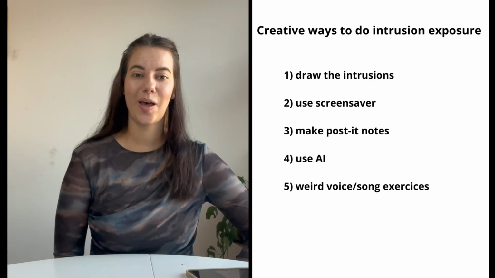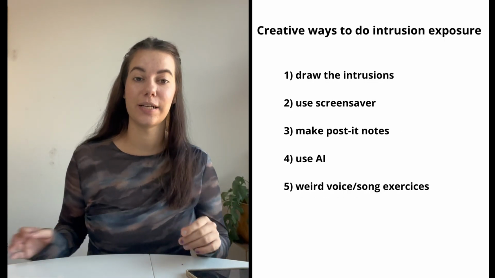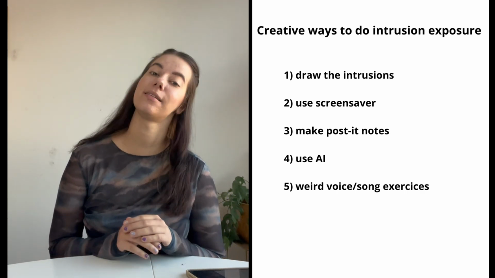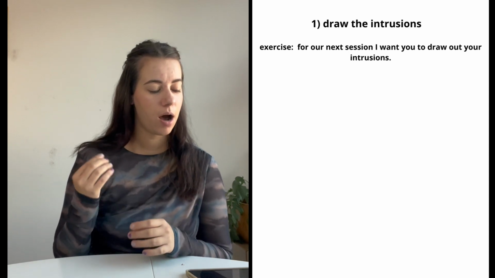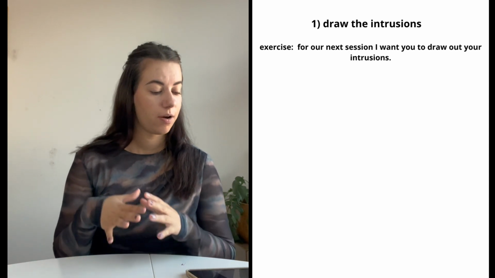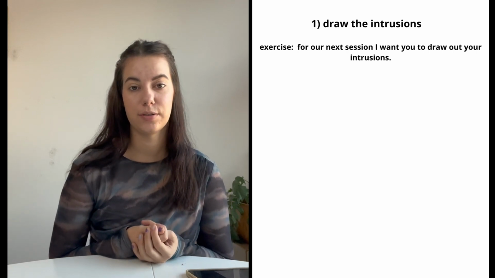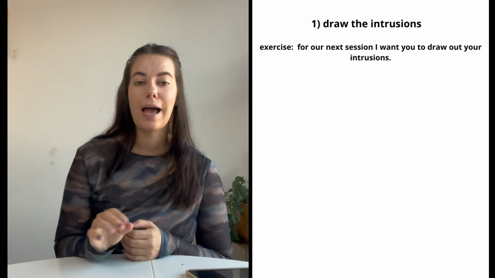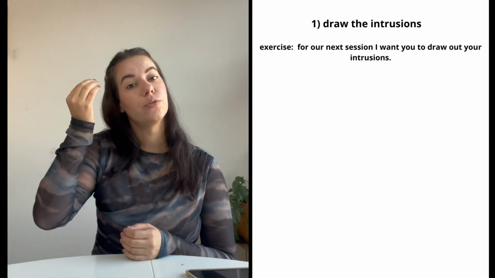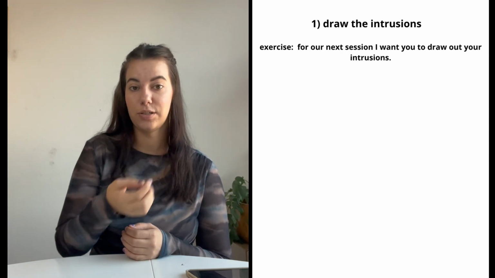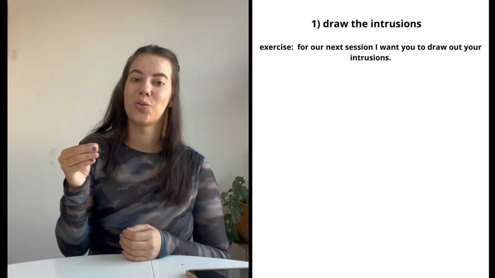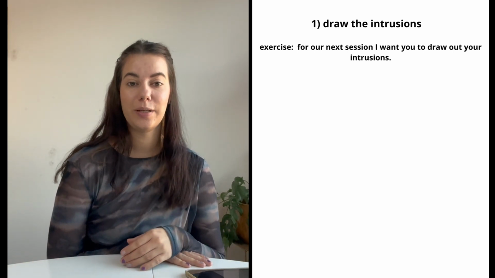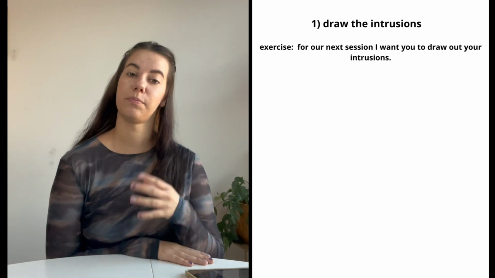So, okay, here you see a list of the creative ways of intrusion exposure that we're going to discuss. The first one, I really like this assignment, and it's a drawing assignment. You ask the client in between sessions, for next session, I want you to draw out your intrusions. Some people already have very vivid images, let them draw it out. And if people only have more of an intrusive thought, you can still ask them to attach images to the meaning of it and draw them out. Again, depending on where you are in the treatment, make sure that you also discuss possible response prevention.